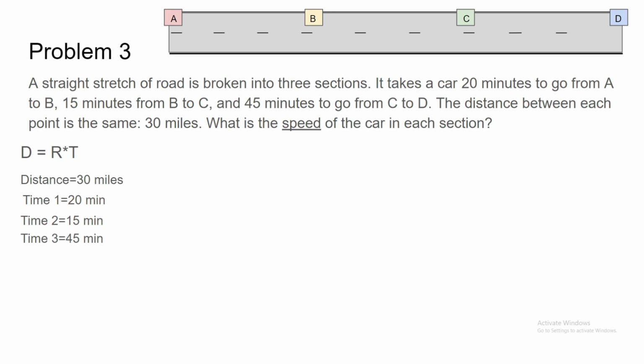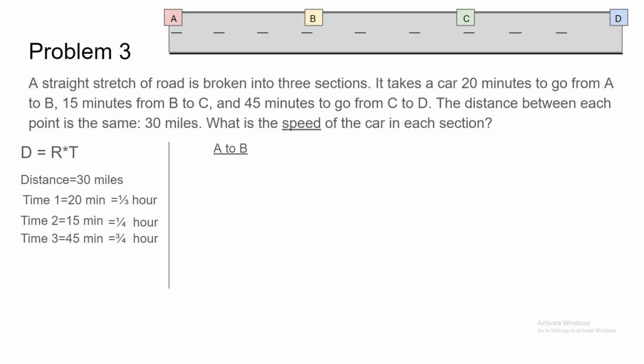So for time 1, 20 divided by 60 is going to be 1/3. 15 over 60 is going to be 1/4. And 45 over 60 is going to be 3/4. So now we have all of our times in our desired units. Let's get cracking.